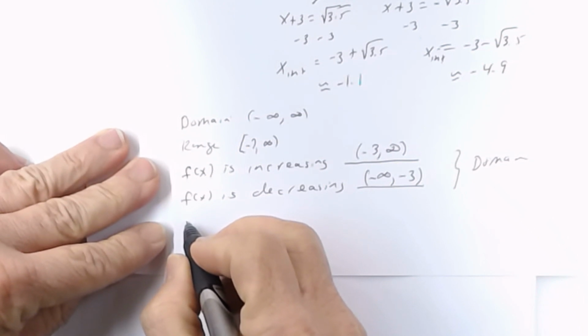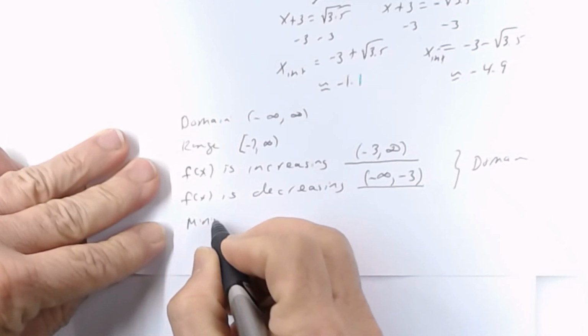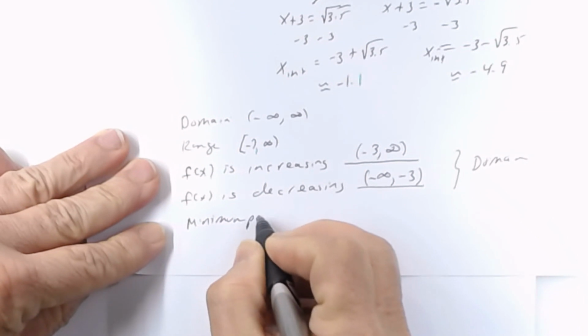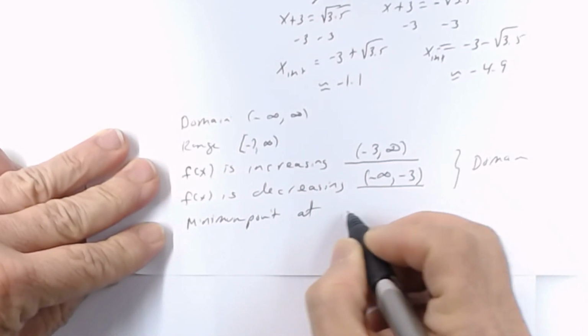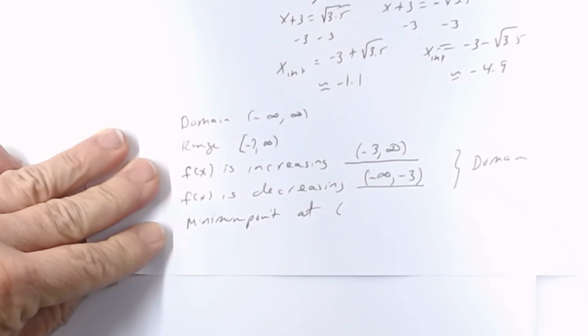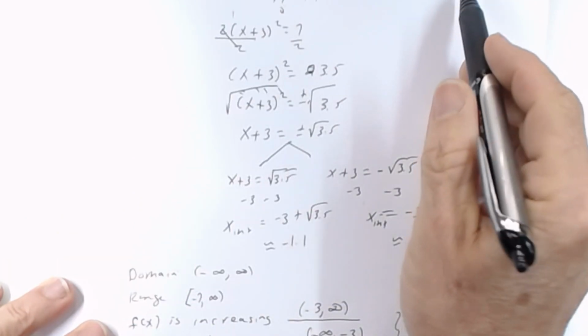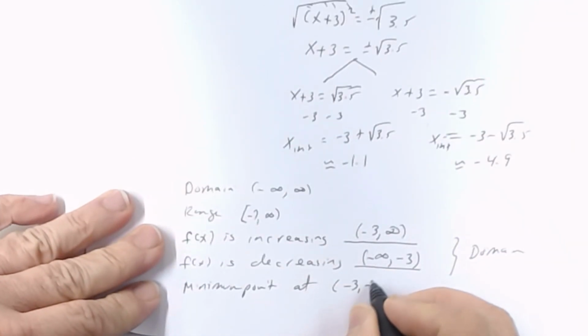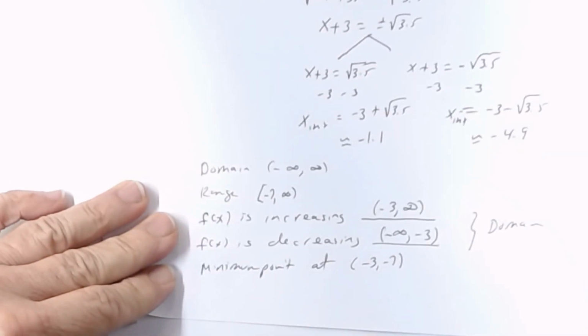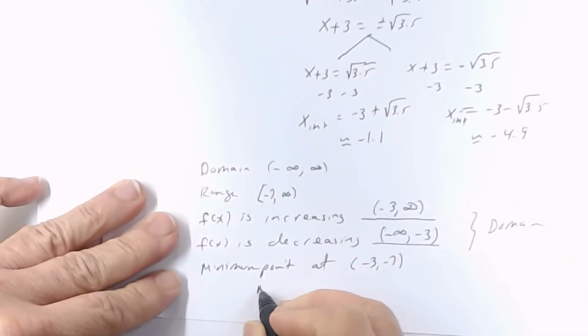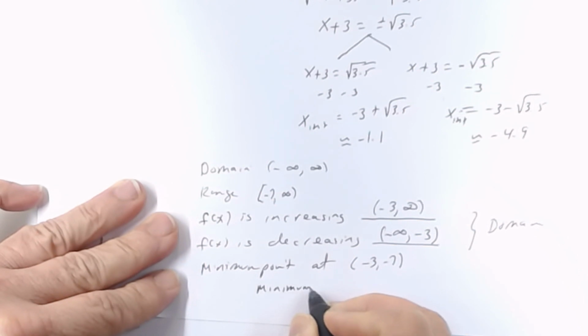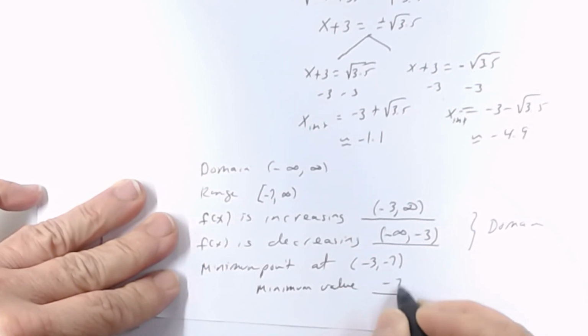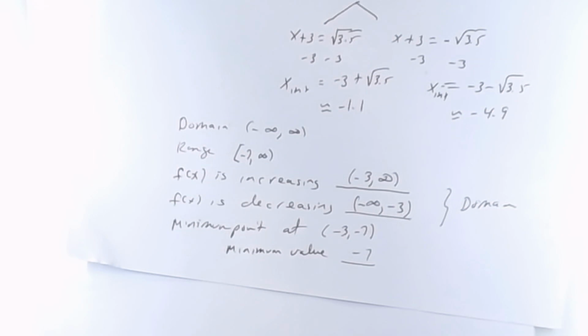So we get a minimum point, right? And where's that minimum point? What's the minimum point? -7. Okay, so the minimum point is -3, -7. What is the minimum value? -7. So if it says value, that's the y value. So you only put the y value there.